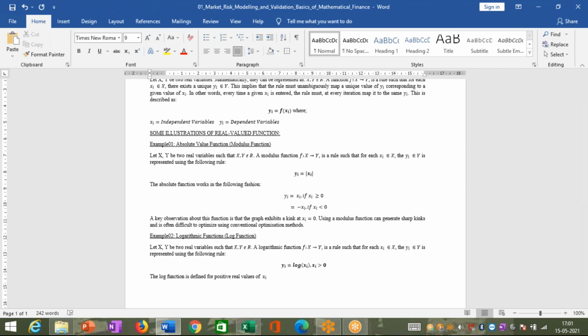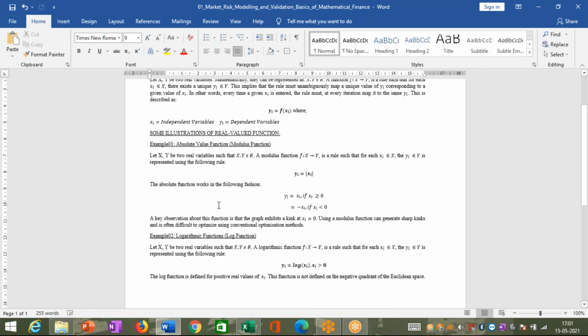For xi, this function is not defined on the negative quadrant of the Euclidean space. The negative quadrant of the Euclidean space. So this is something very simple.